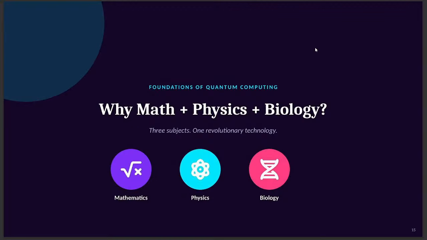What is the requirement of maths, physics, and biology in quantum computing? We require these three subjects to complete quantum computing, Nana. If we miss any subject, we cannot do it. Mathematics helps us to describe and also calculate quantum systems, whereas physics helps us understand how quantum particles behave. The atoms and molecules I mentioned all come under physics. And biology gives us real-world problems where quantum computers can be useful.